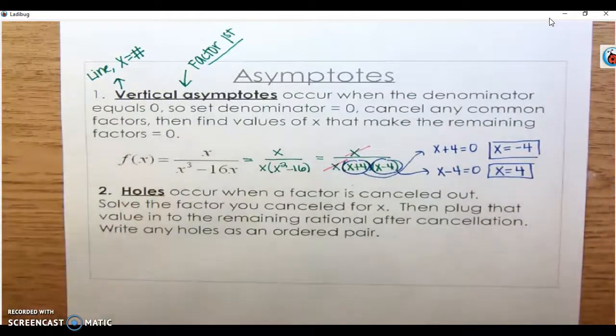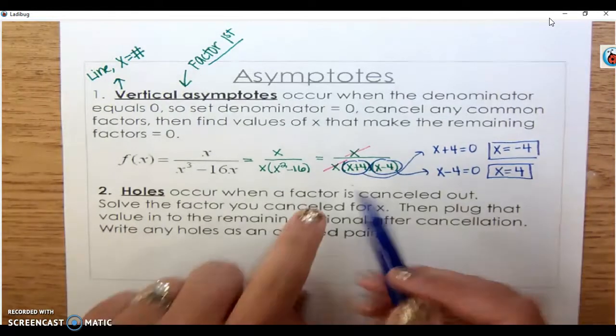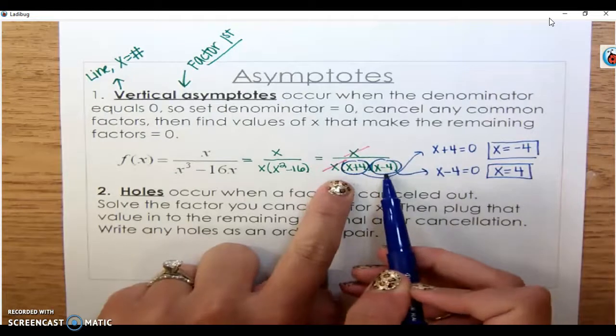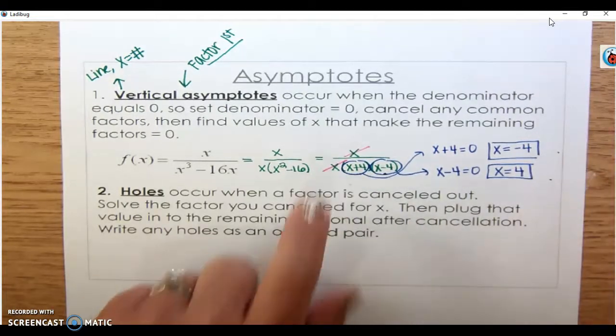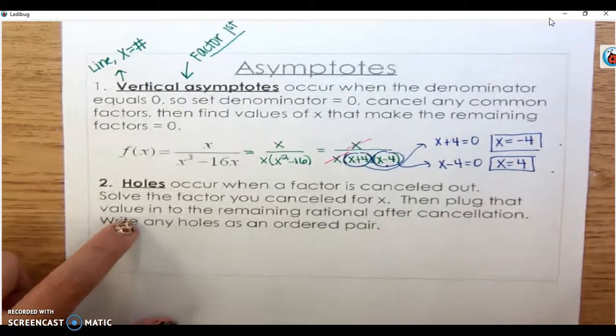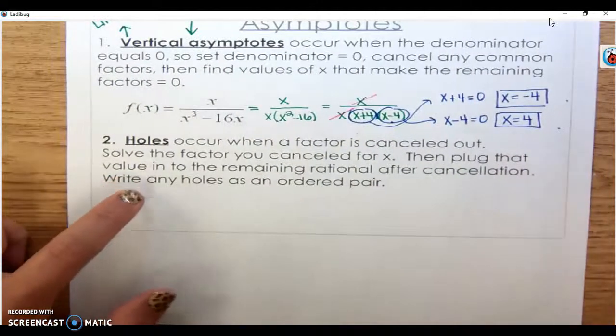Okay. So once again, for vertical asymptotes, make sure that you factor your rational function first. Cancel anything out. You only set what's left in the denominator, not the numerator, equal to 0, and those are your vertical asymptotes. Okay? So we're going to go ahead and look at holes next before we move on to horizontal asymptotes.